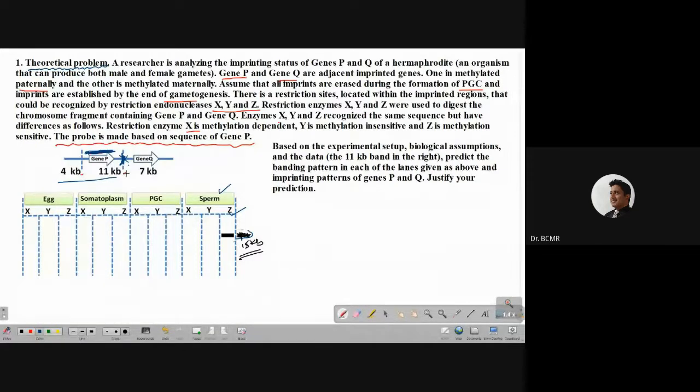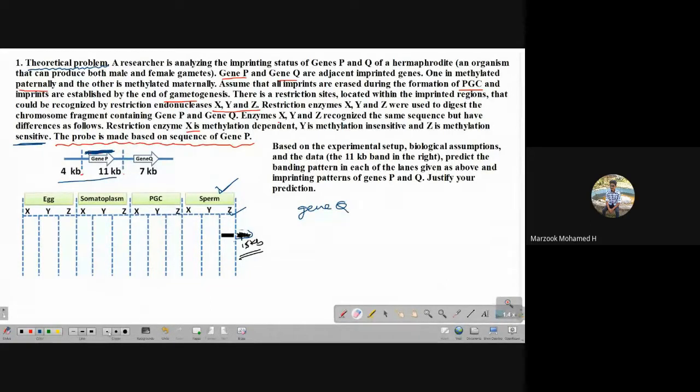That means if it is cleaved by Z, and Z is methylation sensitive, it will cleave only if that region is unmethylated. So this sample is from sperm. Gene Q, is it maternally methylated or paternally methylated? Paternally methylated. Why do you say that? This region, is it maternally or paternally?